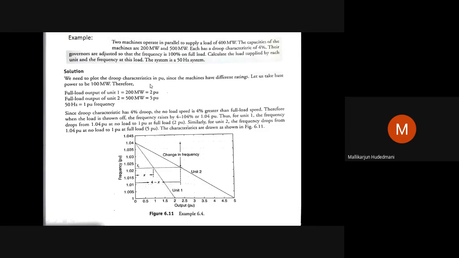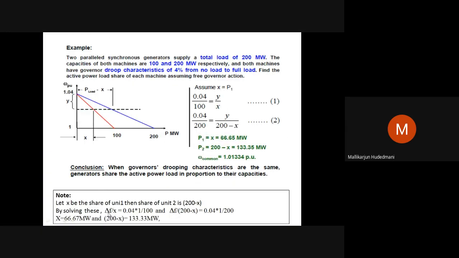Delta f by 4 minus x equal to what? I'll go back here, to this point. What is this? Delta f by x, the frequency deviation experienced by machine 1, and experienced by machine 2.